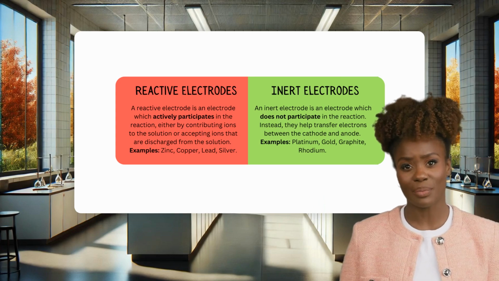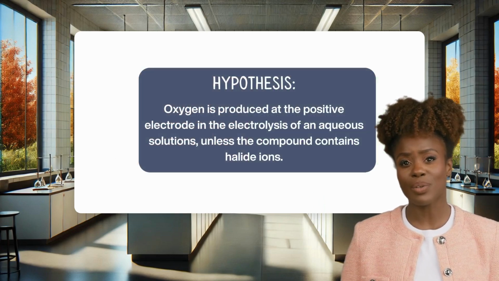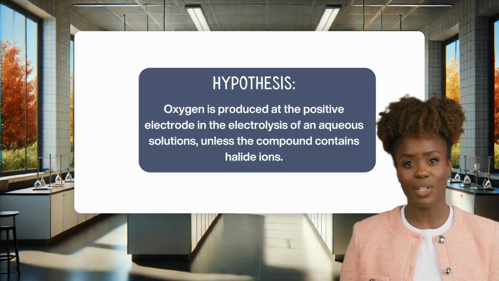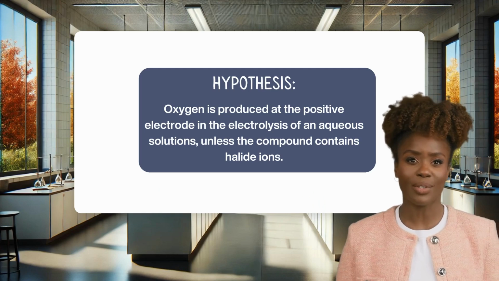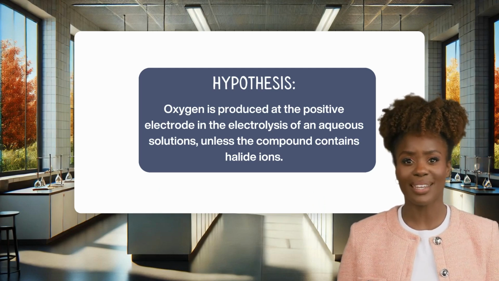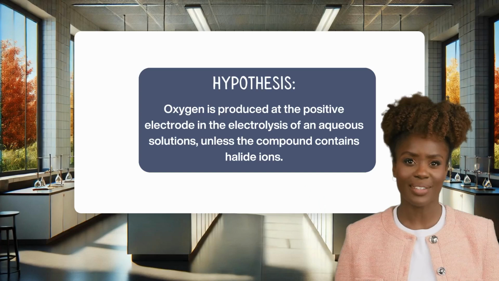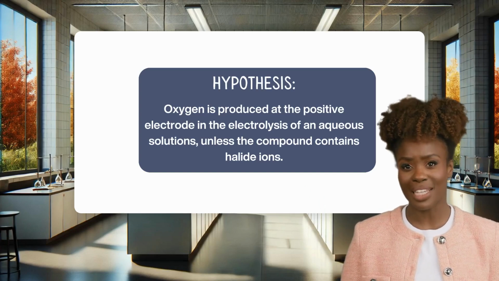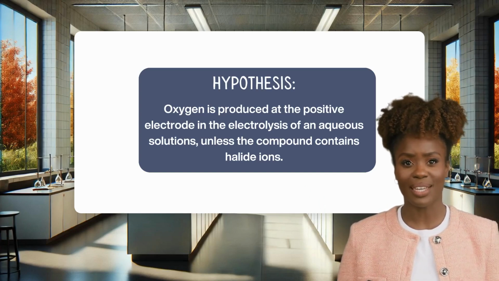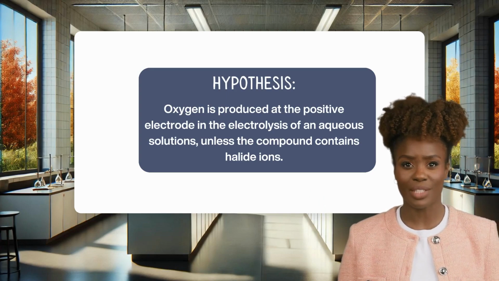not actively participate. Today, we're going to test a specific hypothesis. Oxygen is produced at the positive electrode in electrolysis of an aqueous solution unless the compound contains halide ions. To do this, we'll set up an experiment where we electrolyze various aqueous solutions and observe the products at the inert electrodes.